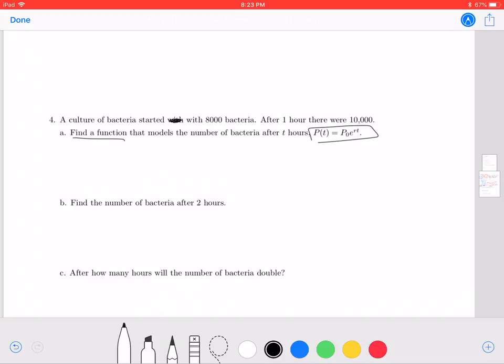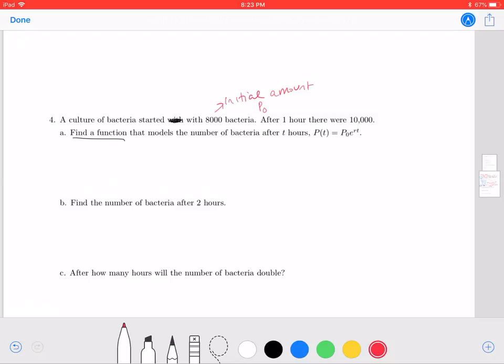The equation we want to plug into is given here. Remember, we've talked about this. P sub 0 is the initial amount. R is the rate of growth. T is time. P of t is how much I have in a given amount of time t. So let's see what we're told. If I start with 8,000 bacteria, start sounds like it might be my initial amount, and my initial amount is P of 0.